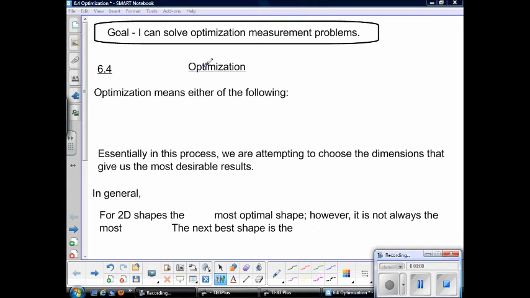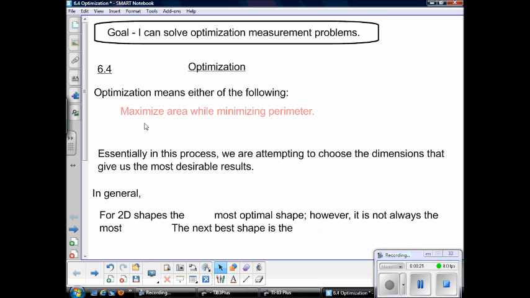The last thing that we're going to be looking at is optimization. Okay, so our goal is, I can solve optimization measurement problems. Okay, 6.4. So exactly what does optimization mean? It means one of the two things that are behind here.